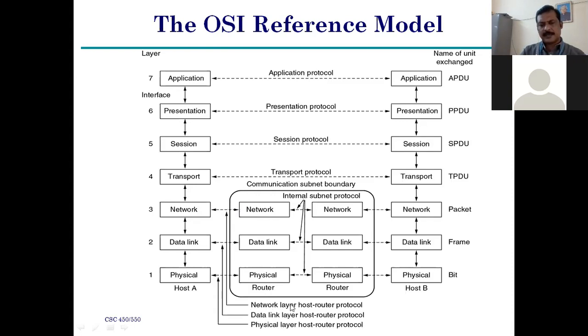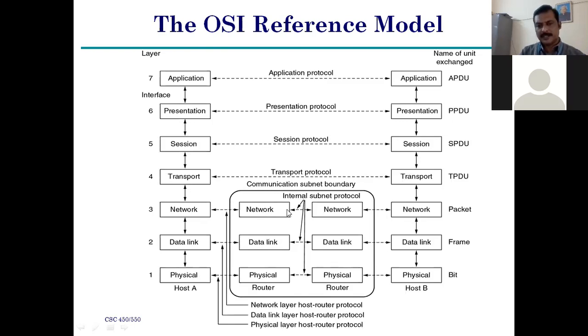So that's why, at the network layer, there is a host router protocol. There is a host and there is a router, and a connection is established between the host and router. That's why this is the network layer host router protocol. This is the data link, so the data link layer host router protocol. This is the physical layer, so the physical layer host router protocol. Internally, like the sender and receiver, the subnet also maintains sender and receiver sides.